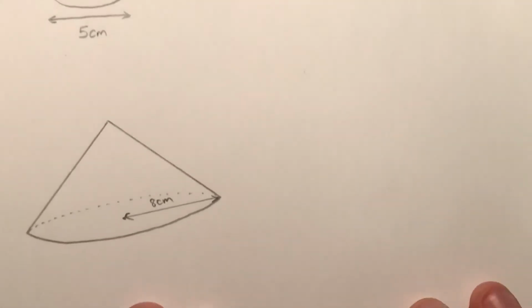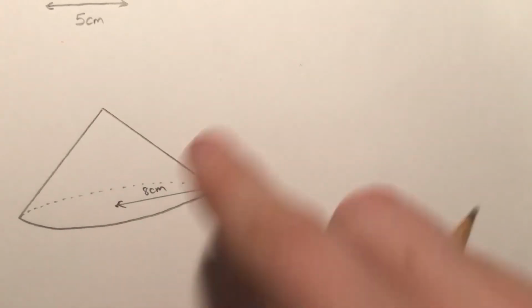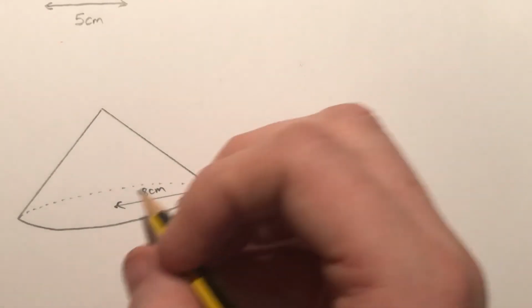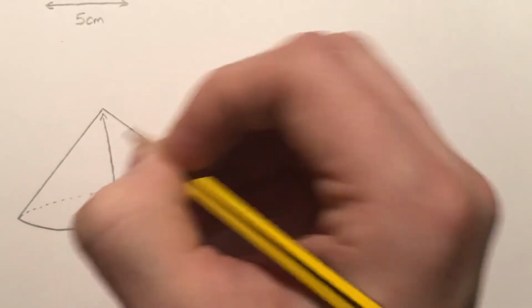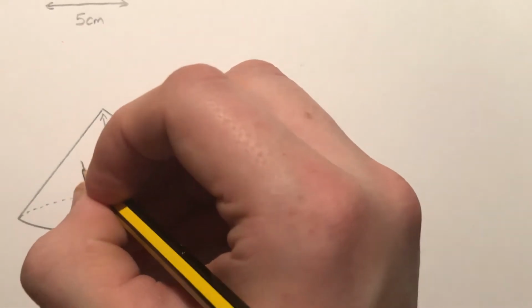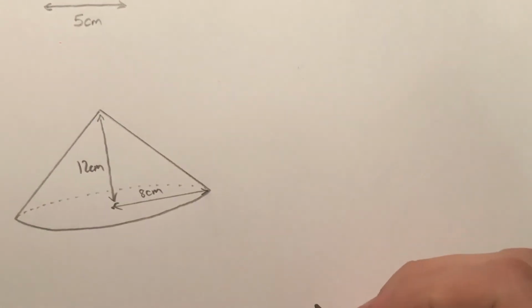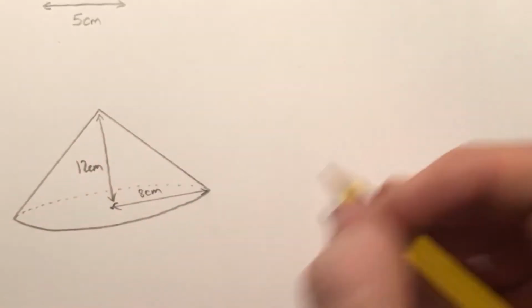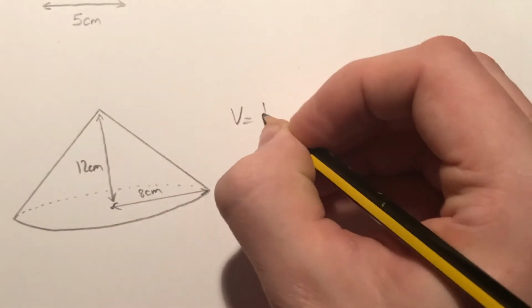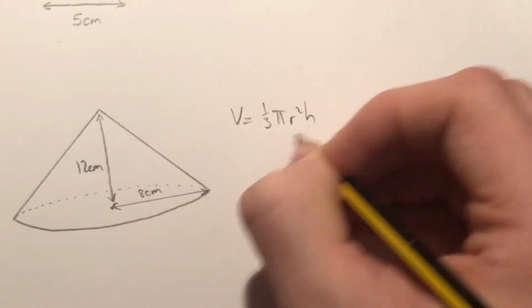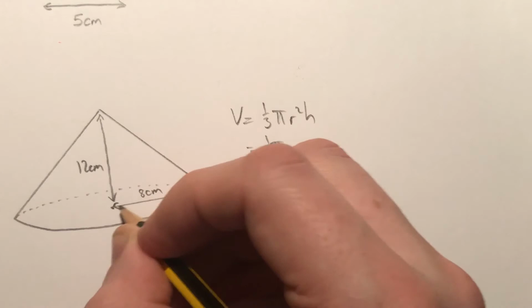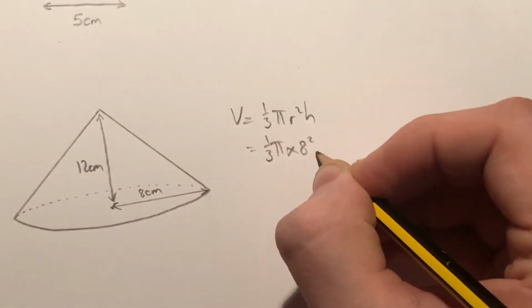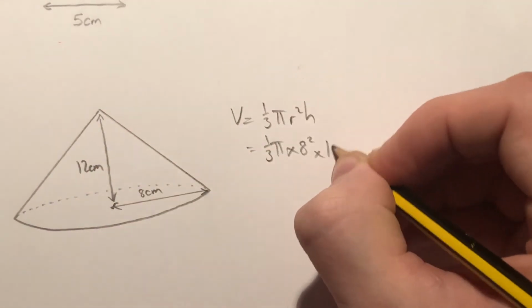Let's try another one then, a slightly wider one. I know it's off centre a little bit. The same principle applies. Let's say that the height here is going to be 12 centimetres. That'll do. Nobody really cares what the heights are going to be. So volume equals 1/3 pi r squared h. So 1/3 of pi times, radius this time is given to us, centre to the edge, 8 squared. Height is 12.